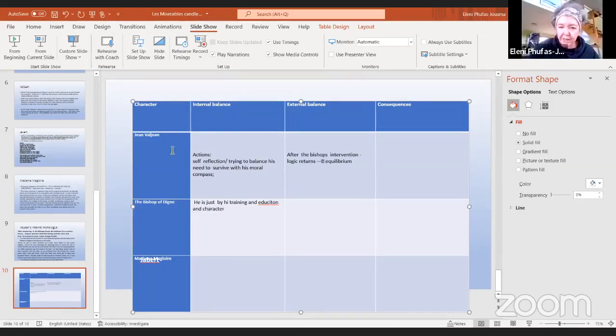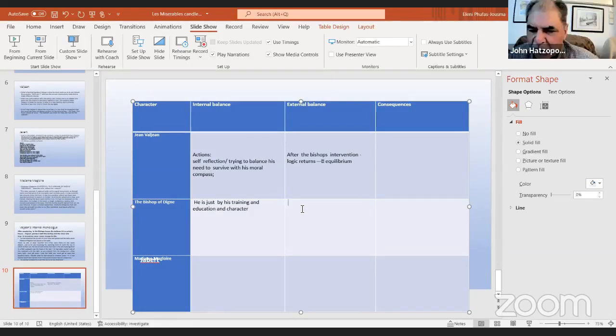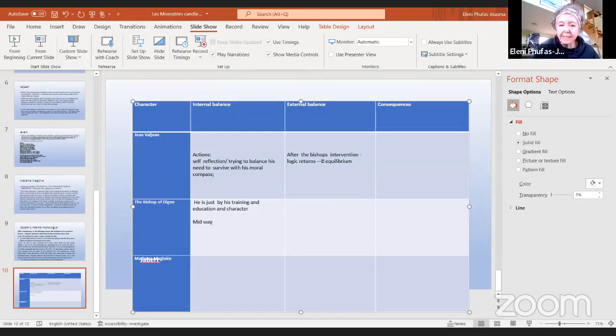Okay, so he just displays justice. Is there something else we can consider, what about the external factors? He is in the midway of virtue, in the mid space of virtue. He does not exceed any limits. He doesn't exceed limits, as far as what you see.